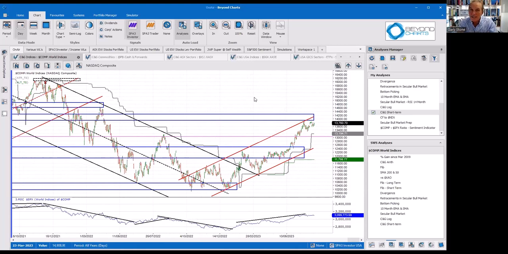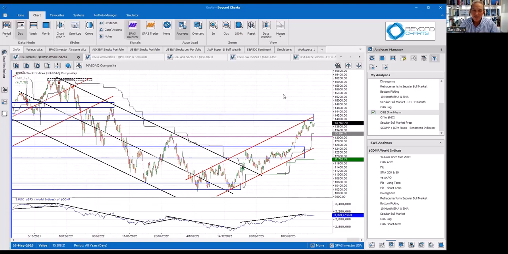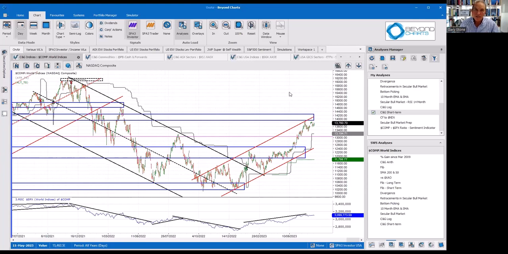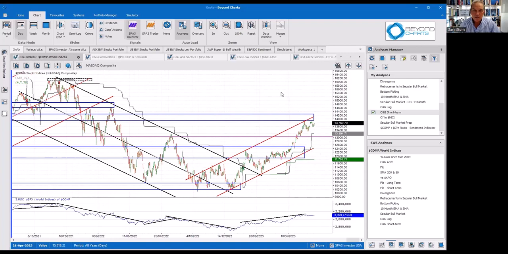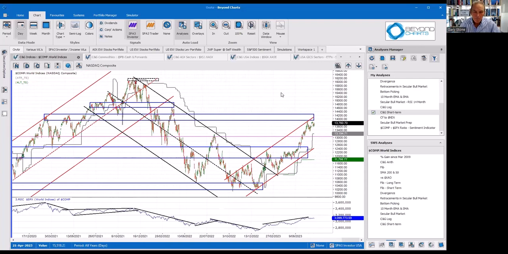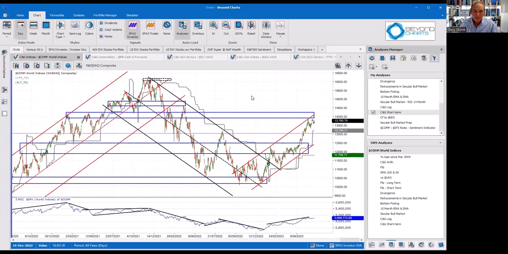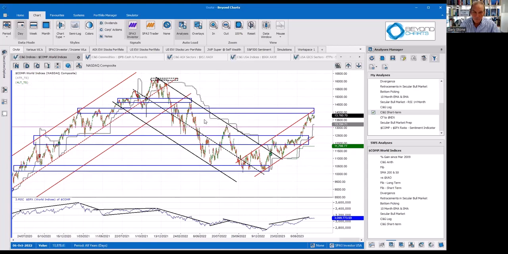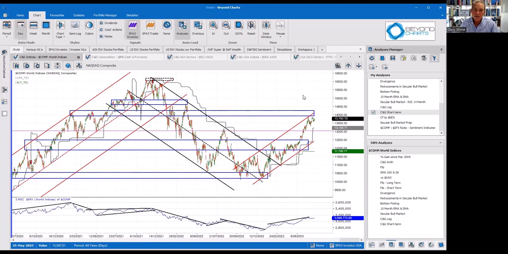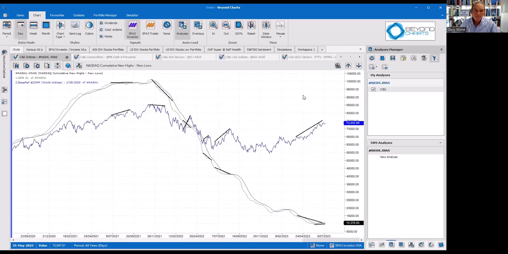Which one it'll be in this instance, is it a top or a continuation pattern? Time will tell. But the odds, just looking at the other analysis that we're looking at, are that we're going to have a breakout to the upside on the NASDAQ over here. Other things to point out are that there is quite a strong resistance zone, and we'll probably find a little bit of resistance around that big round number, 14,000. But let's see what the market does when it gets there.